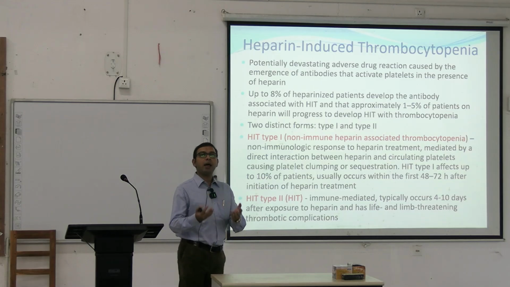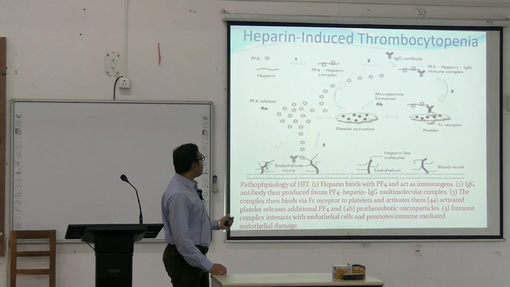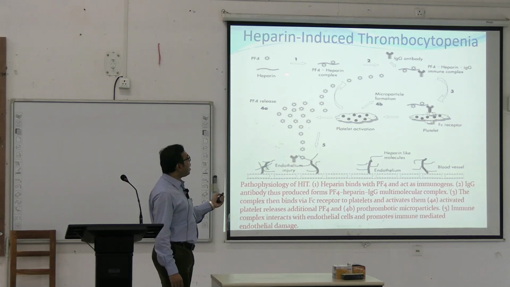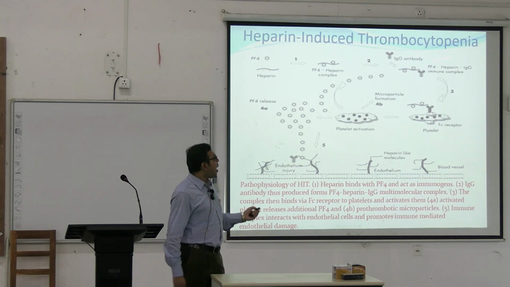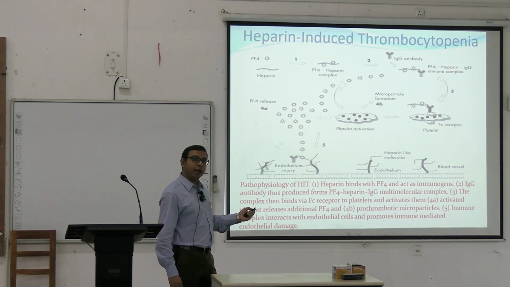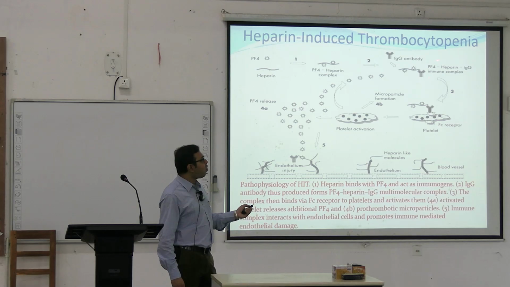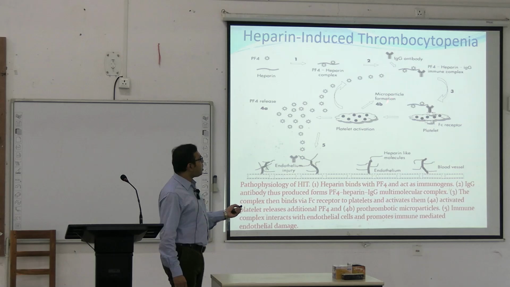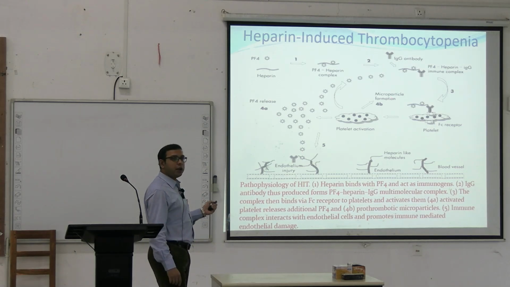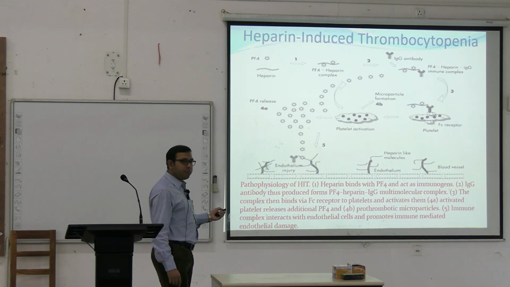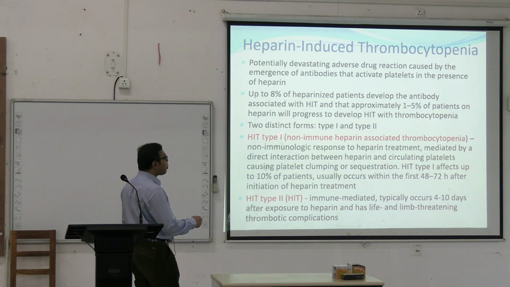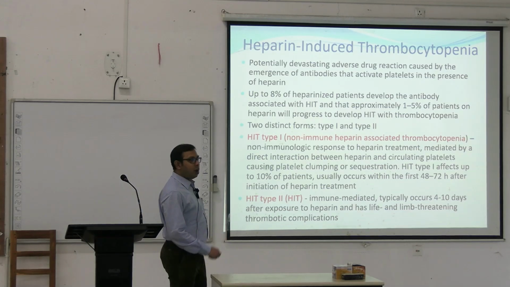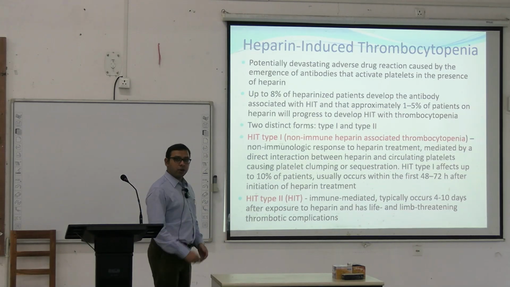So antibodies are activated against platelet factor 4. You can see when heparin is given, this platelet factor 4 is associated with the heparin complex. So platelet factor 4 heparin complex is formed and IgG antibodies can form against this. So the heparin, platelet factor 4, IgG immune complex is formed that can attach with the Fc receptor of the platelets and there will be activation of the platelets, with more platelet factor 4 release. So ultimately the platelets can be activated and they can be destroyed. Usually it is of two types, type 1 and type 2. Type 1 is the non-immune heparin associated thrombocytopenia.